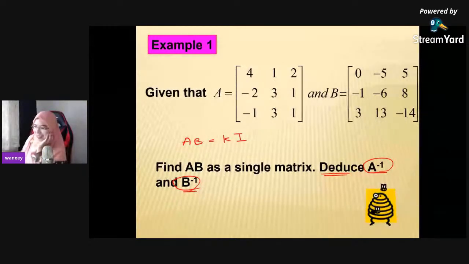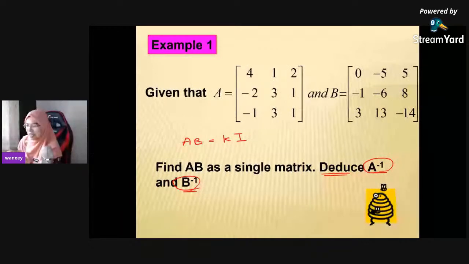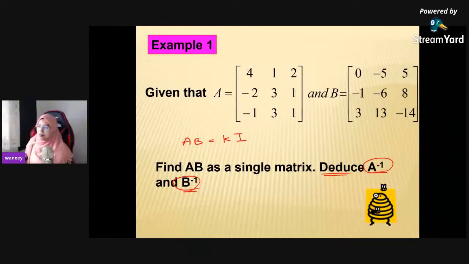Wait, AB equal to 5I. Let's give others time to calculate too, because some are still working on it. But wait, since you already have AB equal to 5I, can you deduce what is A inverse and B inverse from that?